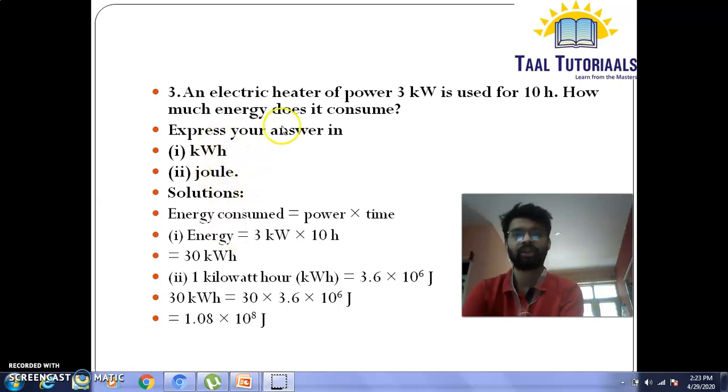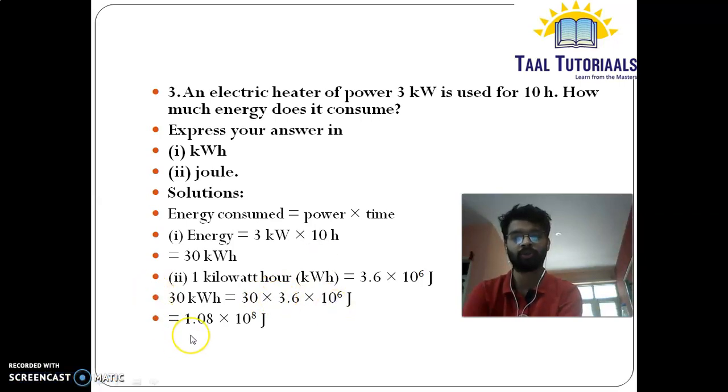We know work is equal to power into time. Work is energy. So energy can be written as power into time, where power is 3 kilowatt and time is 10. When we multiply, we get 30 kilowatt hour. Now we have to convert into joule. 1 kilowatt hour is equal to 3.6 into 10 to the power 6 joule. So 30 kilowatt hour is equal to 30 into 3.6 into 10 to the power 6 joule, which becomes 1.08 into 10 to the power 8 joule.